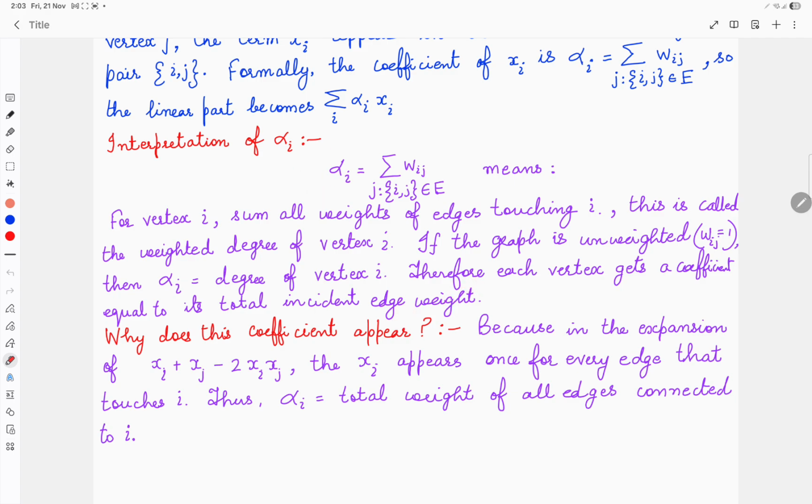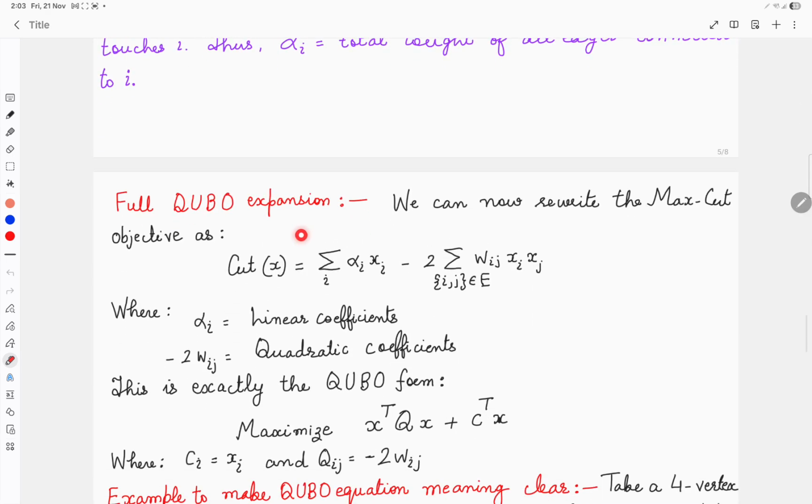Basically, as I just explained, this is where the coefficient of xi is coming from: we consider all the edges which are ending up at vertex I, and we sum all the weights, so that will be our coefficient. So why does this coefficient appear? Because in the expansion of the expression xi plus xj minus 2xi xj, the xi appears once for every edge that touches I. Thus alpha I is equal to the total weight of all edges connected to I.